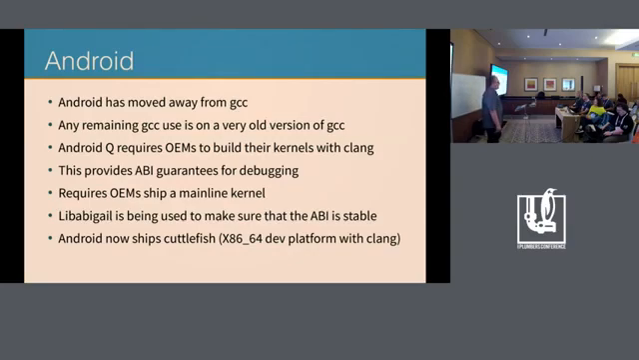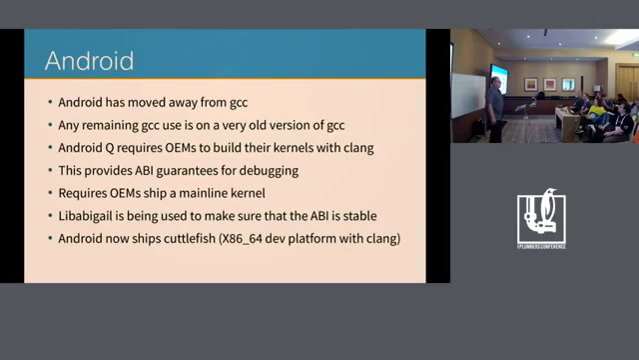The kernel was... they do have a couple of things that still use GCC, but they use a very, very old version of GCC that they have instrumented to make work appropriately. They're not planning to upgrade that. They want to move over to using Clang instead. Android Q these days, the one that just came out, it mandates that their OEMs use Clang to build kernels. So basically, if you've got an Android Q device, in theory, its kernel is now compiled using Clang.